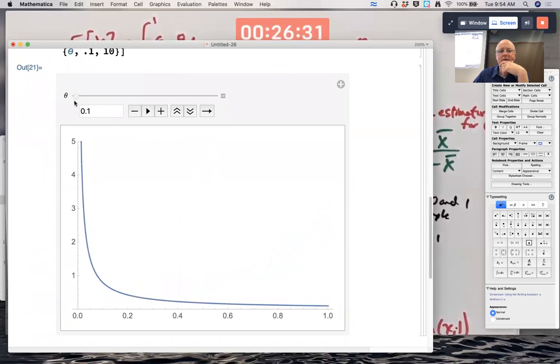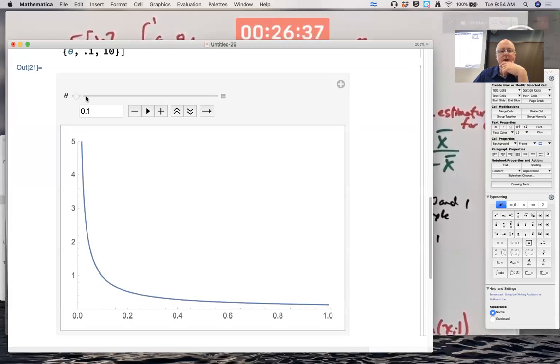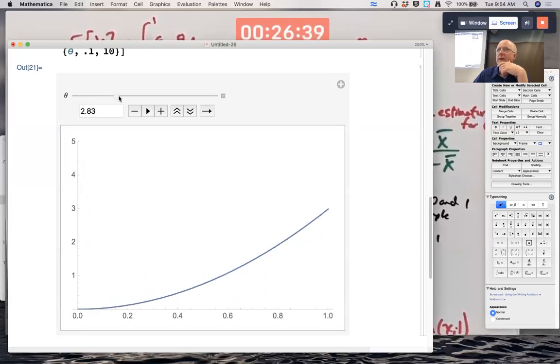So when theta is close to 0, it's a right skewed distribution, and the mean would be close to 0. Theta over theta plus 1 is close to 0. When theta gets bigger, theta over theta plus 1 approaches 1. The mean approaches 1 as theta gets bigger and bigger.